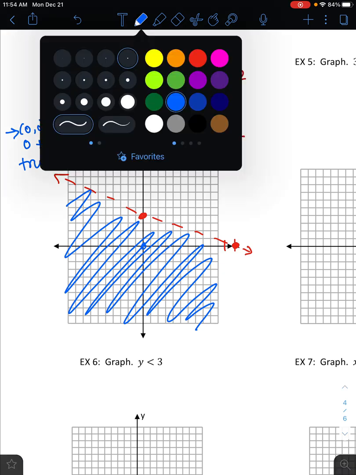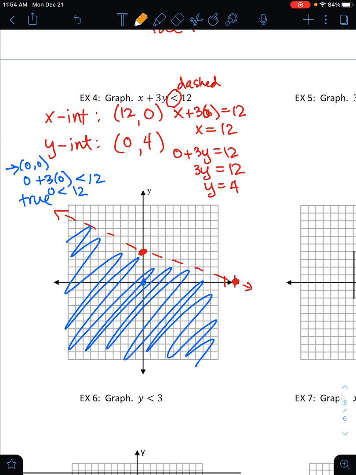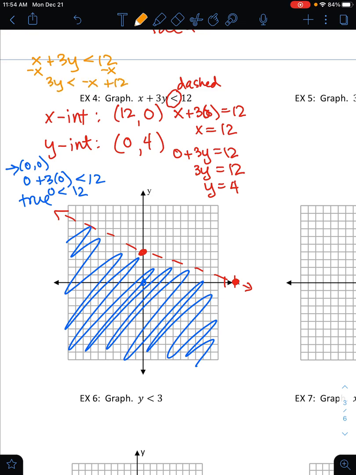All right, now I want to show you another way. Let's say you don't want to do intercepts, okay? Let's say you want to rewrite this in slope-intercept form, because you can always do that. So if I want to do that, I have to solve for y. So I would take away x from both sides. That would leave me 3y is less than negative x plus 12. Divide by 3, divide by 3, divide by 3. So that gives me y is less than negative x over 3, which is negative 1/3 x, and then 12 divided by 3 is 4.